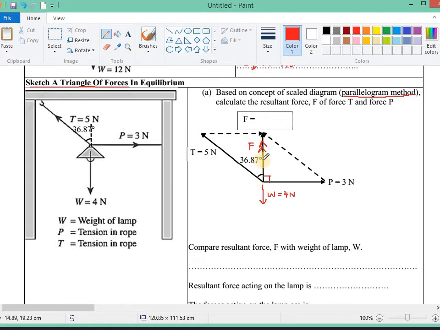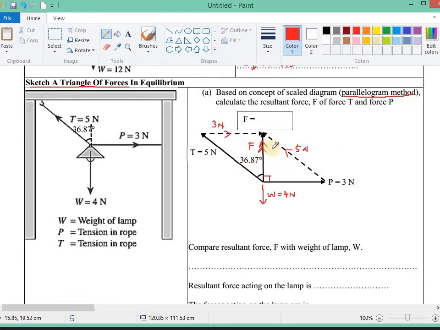Now we want to calculate from this 5 Newton and 3 Newton, to see whether the resultant force really is the same as 4 Newton or not. From these two forces in this direction, we can draw a parallelogram. This length is the same as T equal to 5 Newton, so this length represents 5 Newton, and this line here is the same length as this one, so this one also represents 3 Newton.